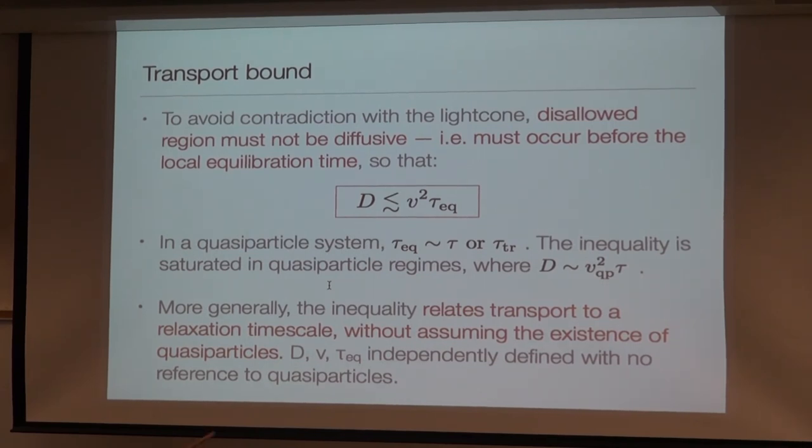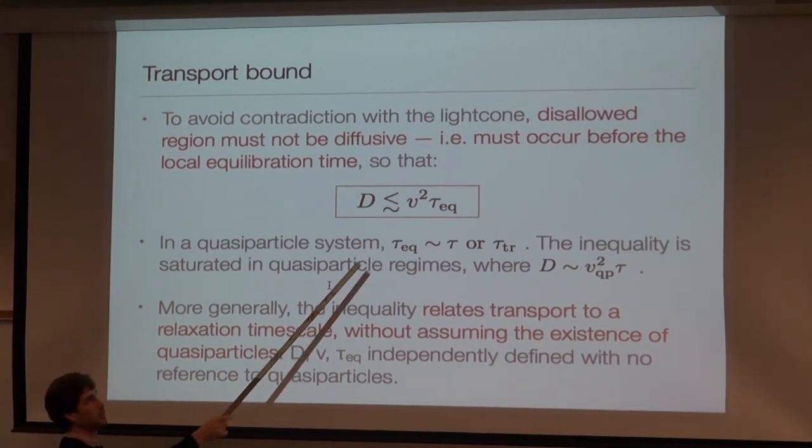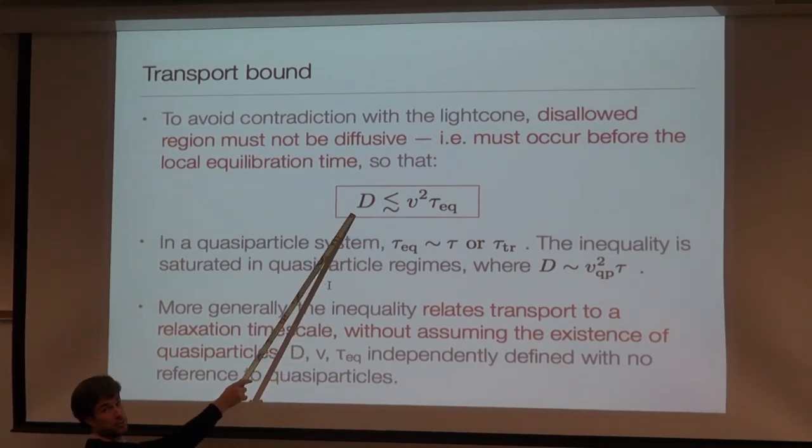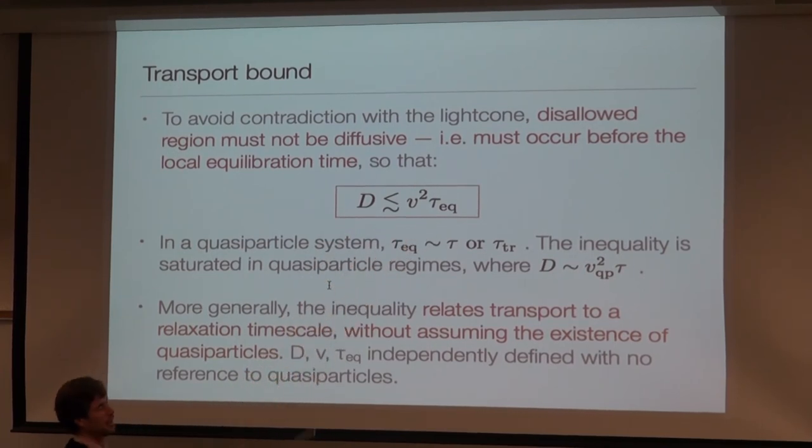to non-quasiparticles. This formula relates transport to a relaxation time without assuming the existence of quasiparticles. Remember in the first slide, there was a tau. That was a single particle lifetime. So the single particle lifetime determines the conductivity. But here, remember the conductivity is just proportional to D. There's still a lifetime that determines the conductivity, but it's the equilibration lifetime.